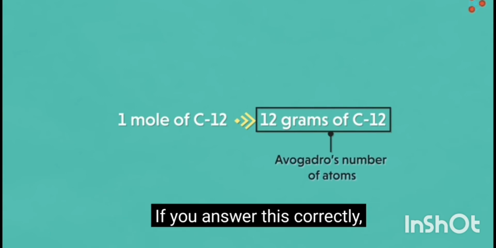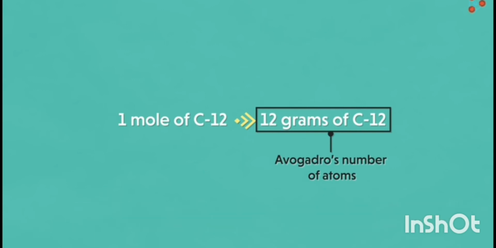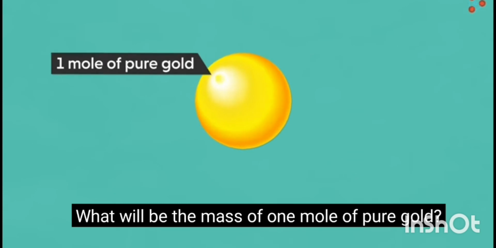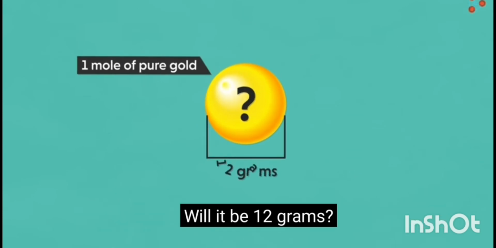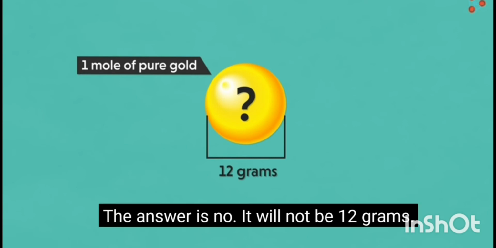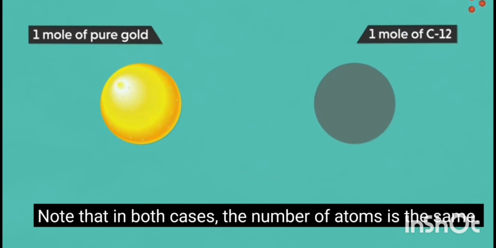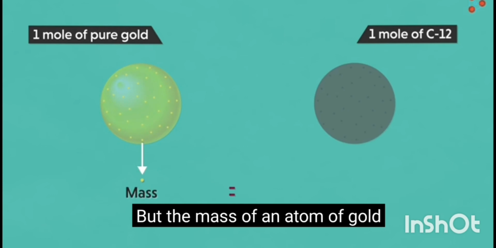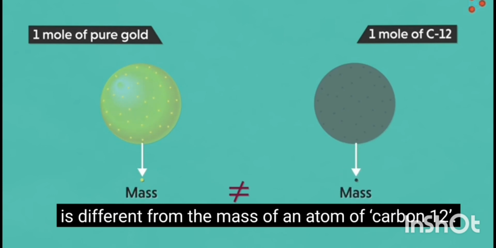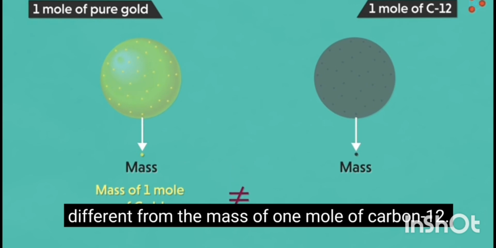Now let me ask you a question. If you answer this correctly, it means you have understood the concept of mole. What will be the mass of 1 mole of pure gold? Will it be 12 gram? The answer is no, it will not be 12 gram. Note that in both the cases the number of atoms is the same, but the mass of an atom of gold is different from the mass of an atom of carbon-12. Hence, the mass of 1 mole of gold will definitely be different from the mass of 1 mole of carbon-12.